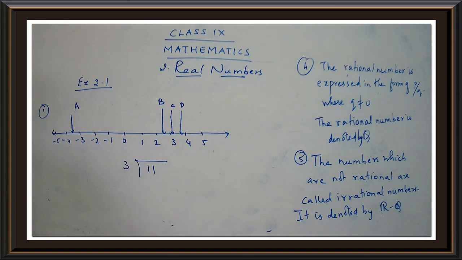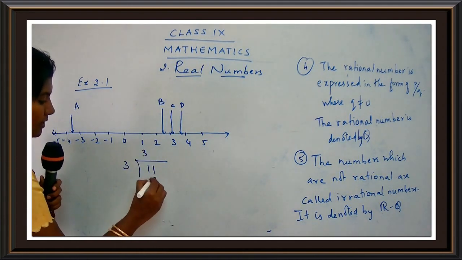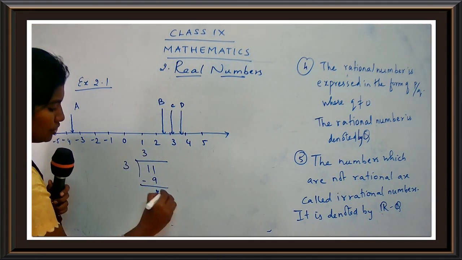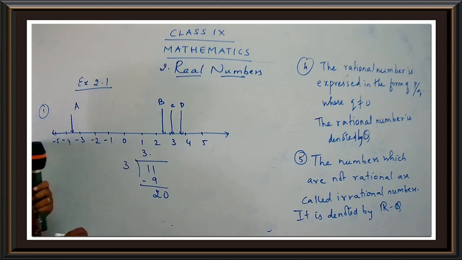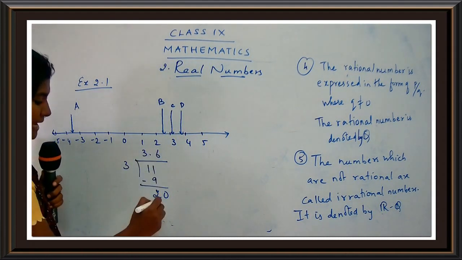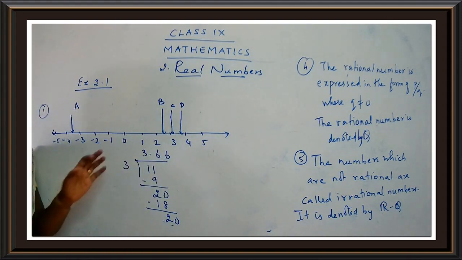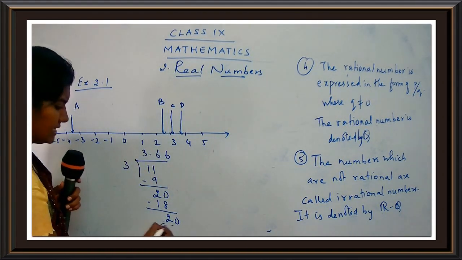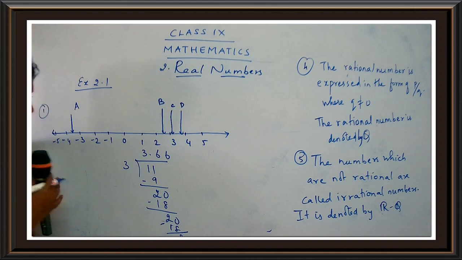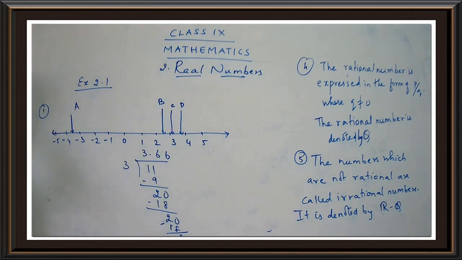Have you taken down? Shall we go for the division, children? 3 3s are 9, 0. When I put here 0, I have to introduce the decimal point. 3 6s are 18, 2 0. Again I get 3.66. It will go on. Again I'll get 18 and so on. So when I divide 11 by 3, I get 3.666 and so on, okay?